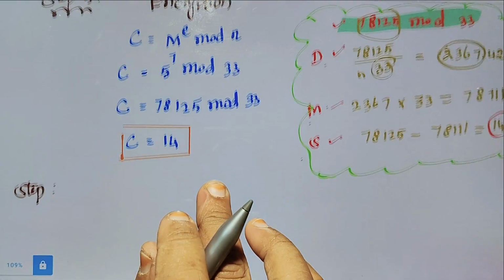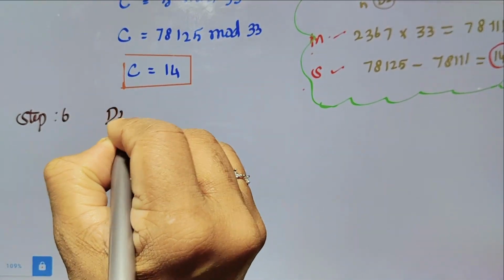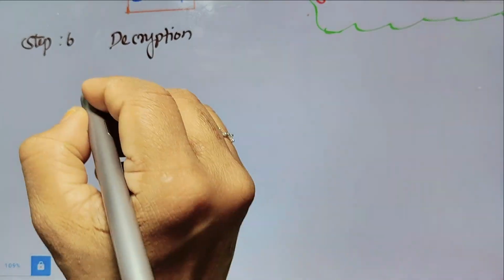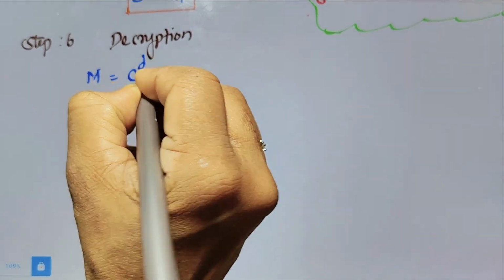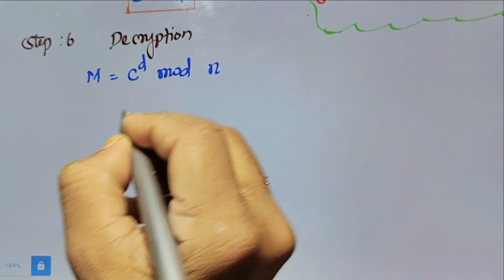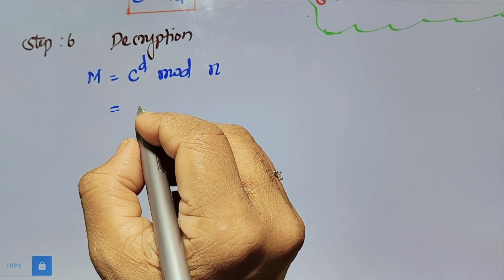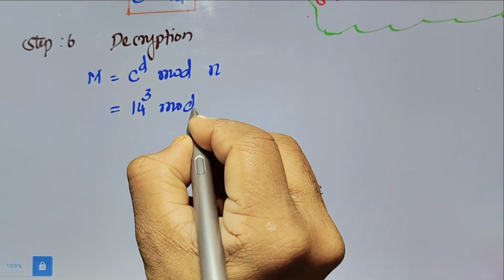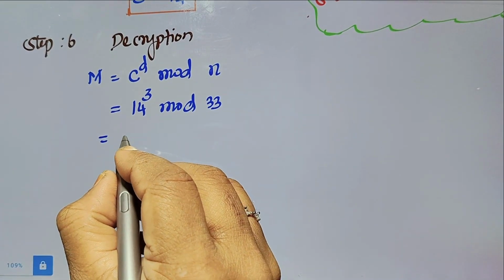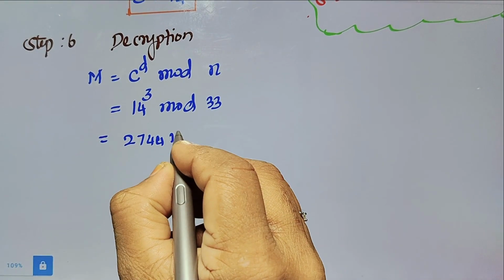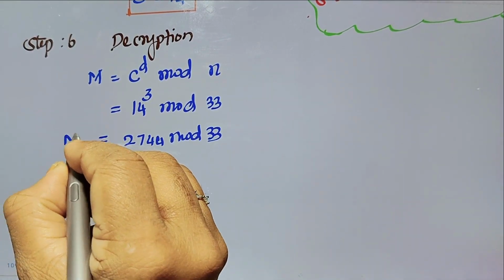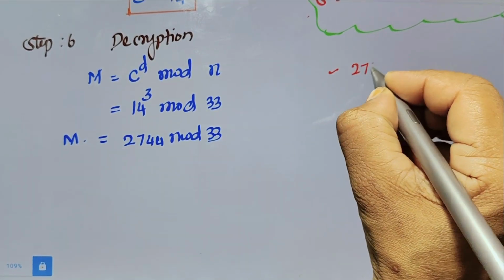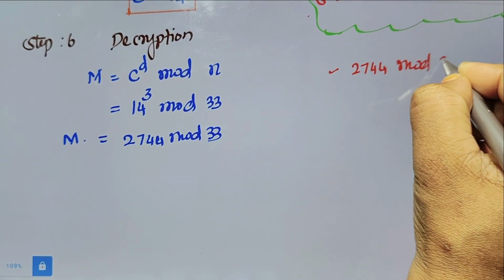Next step 6, decryption. Write the formula. m equal to C to the power D mod n. Write the respective values. C value here 14, the D value 3, 14 power 3 mod 33. 14 power 3 is 2744 mod 33. Here m. By using calculator, find the mod value, that is 2744 mod 33.